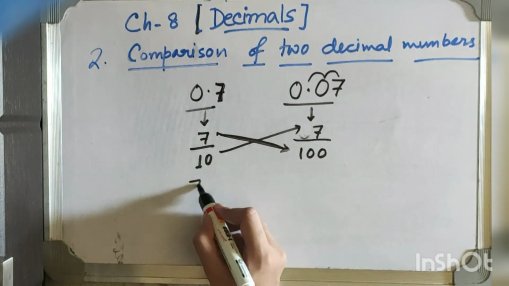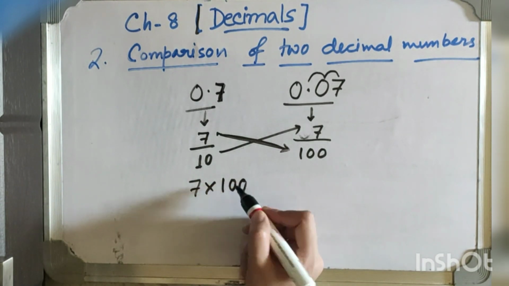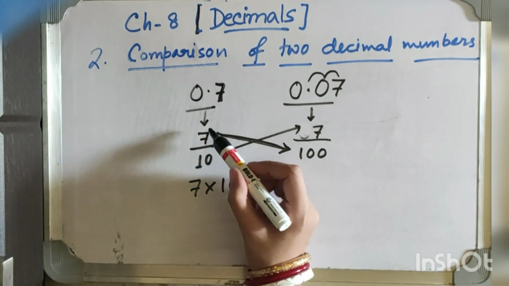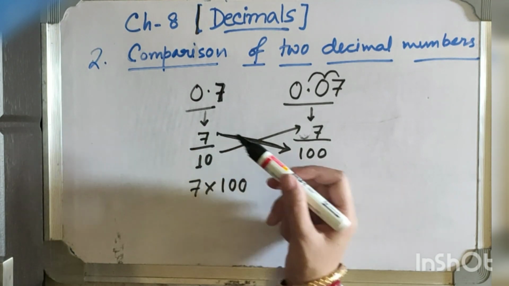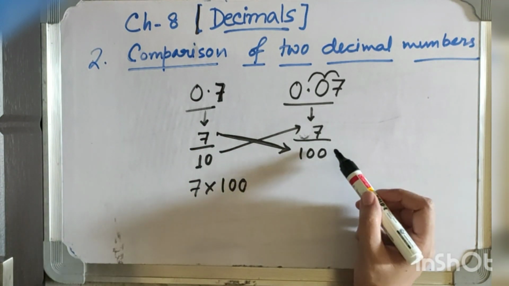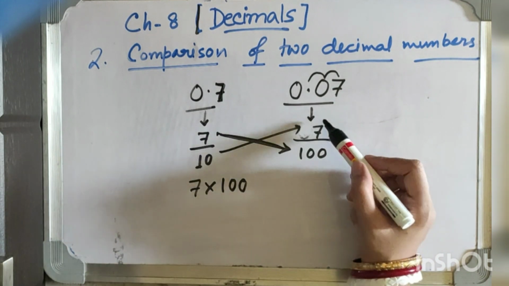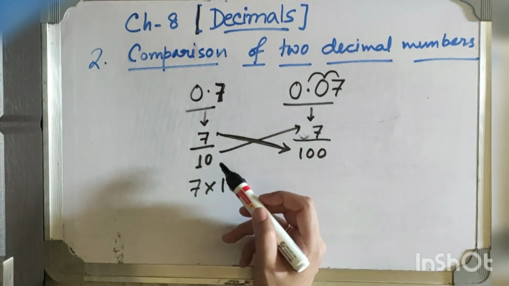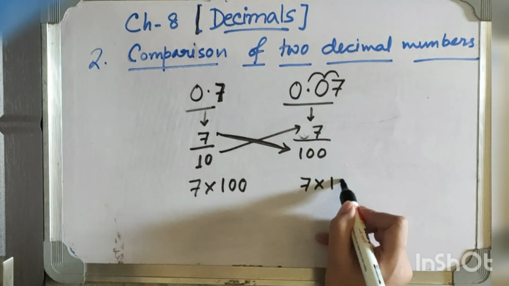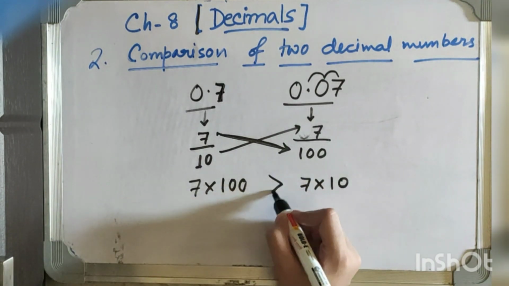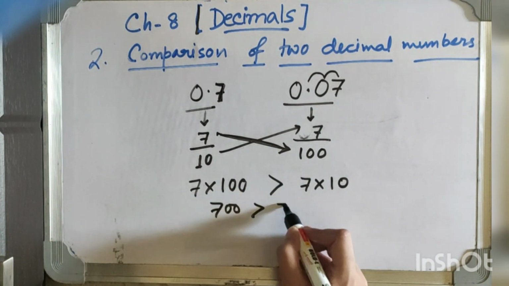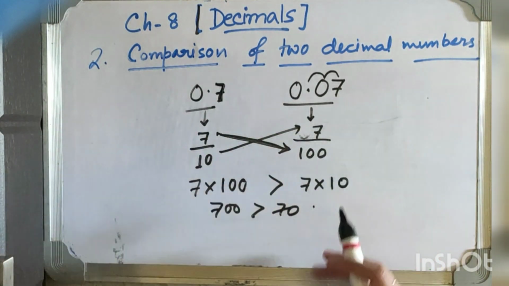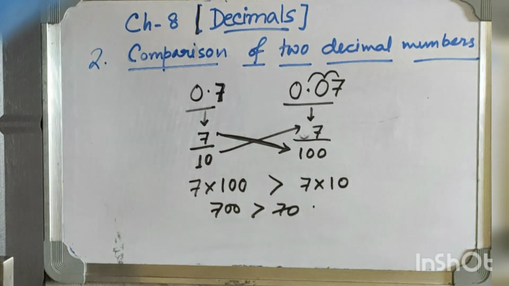Okay. So 7 into 100. The numerator of the first fraction will be multiplied by the denominator of the second fraction. And the numerator of the second fraction will be multiplied by the denominator of the first fraction. So let's do that. Now we can easily say which one is the bigger. 700 is bigger than 70. So in this way, by converting all the decimal numbers into fractions, you can determine which one is the bigger one.